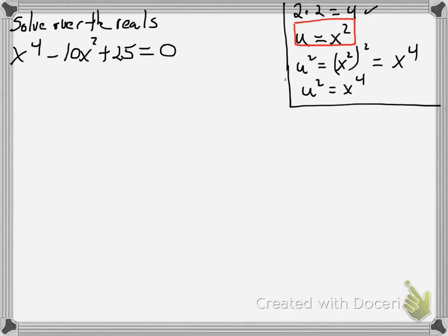So we have u is equal to x squared, and u squared is x to the 4th. So we're going to replace the x to the 4th with a u squared, and we're going to replace the x squared with a u. And we'll have something much easier to factor.